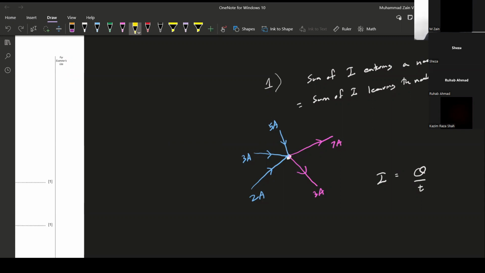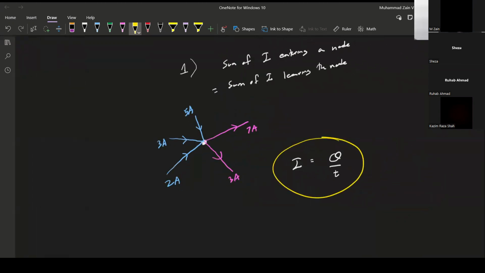But back then they didn't know this. This charge, this current, was something new to them. So this conservation of charge comes from Kirchhoff's law: charge is always conserved. The charge that entered the node was equal to the charge that leaves the node. That's what the law is.